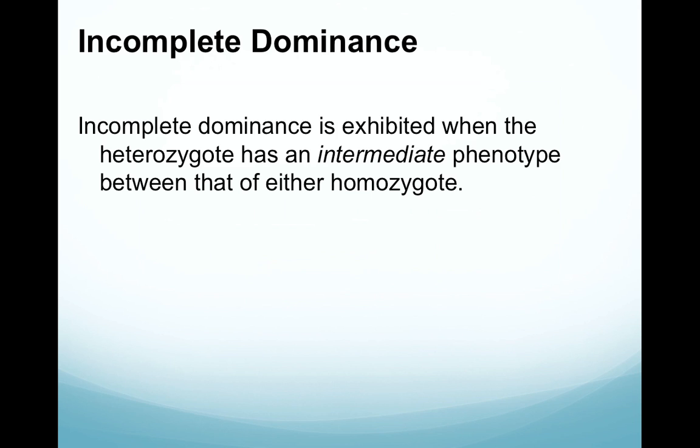For some genes, two identical copies of a dominant allele are required for expression of the full effects of a phenotype. In this case, the phenotype of the heterozygote is intermediate between both homozygotes. This situation is called incomplete dominance.